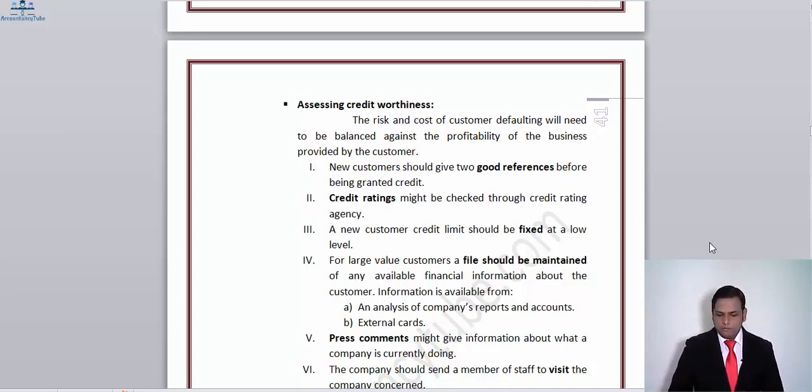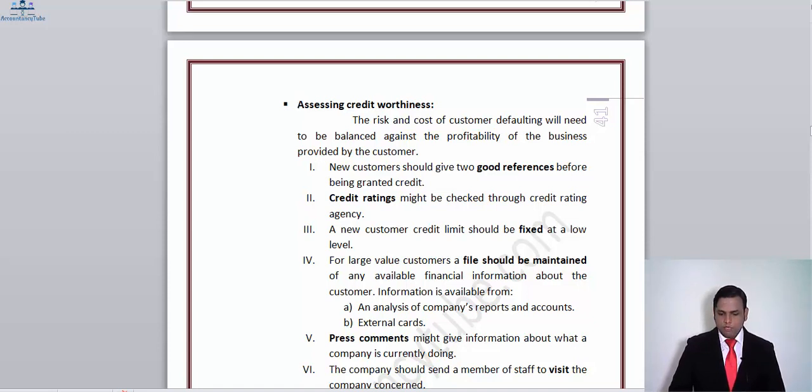Then, a new customer's credit limit should be fixed at a low level. Whatever the scenario, a new customer's credit limit should be low at the beginning, and once they become a time-tested customer, then we can extend the credit limit as well.